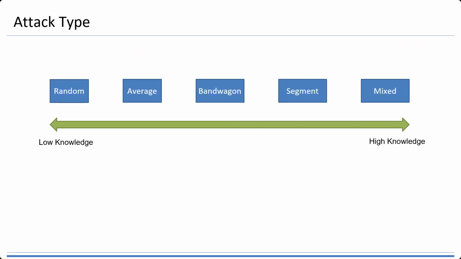So there are some attack types that we will learn today. The attack can be categorized from low knowledge to high knowledge. Low knowledge means when we have the rating on a particular item with a random value. And with high knowledge, it means we have a mixed value.